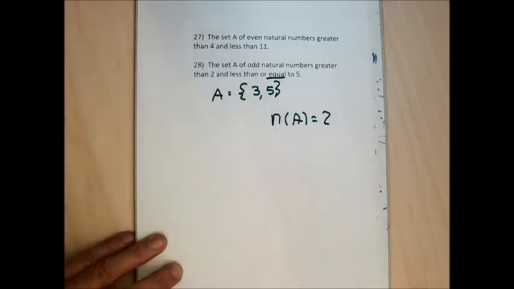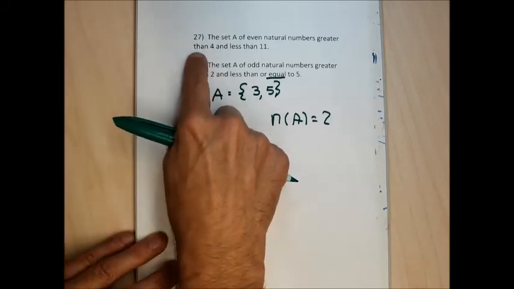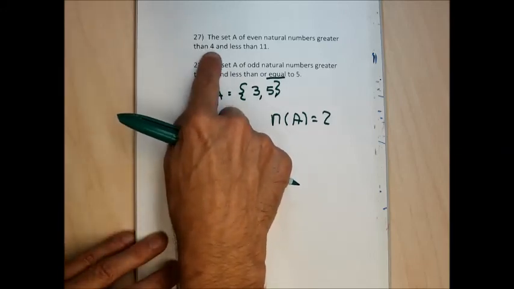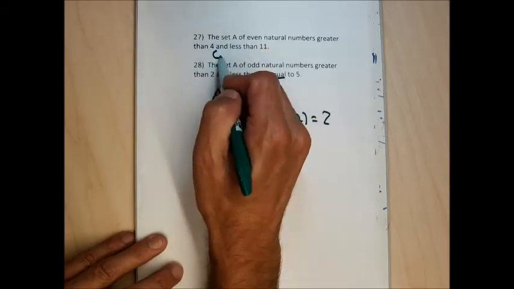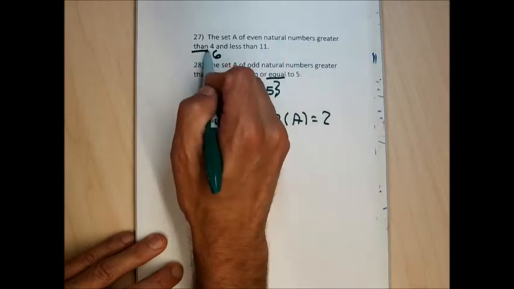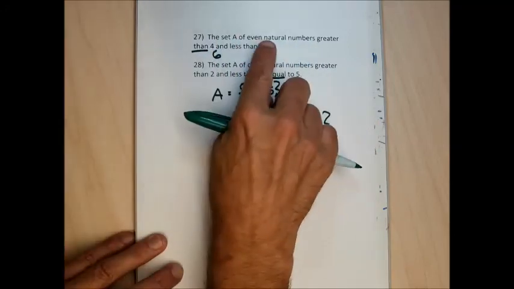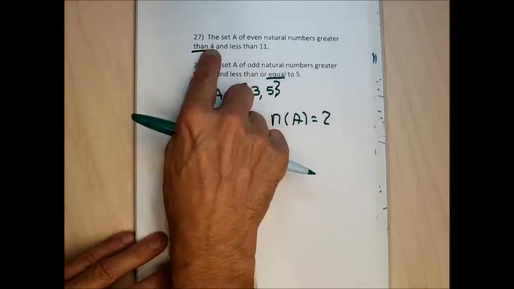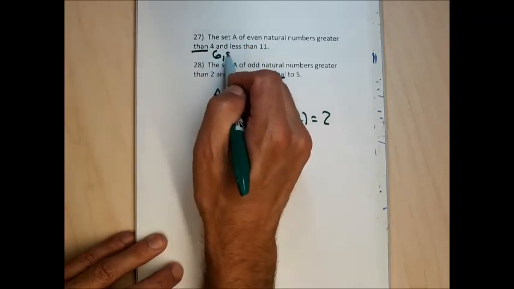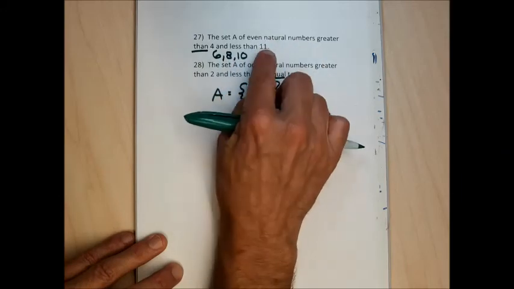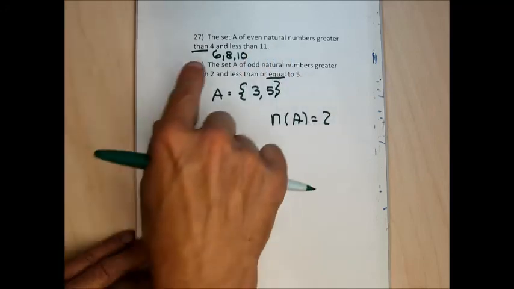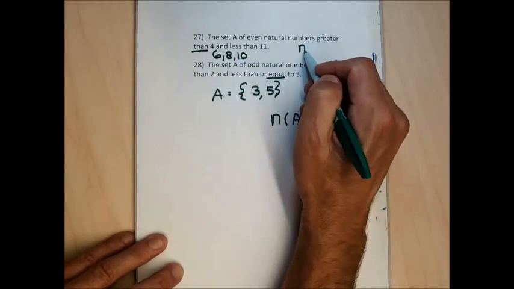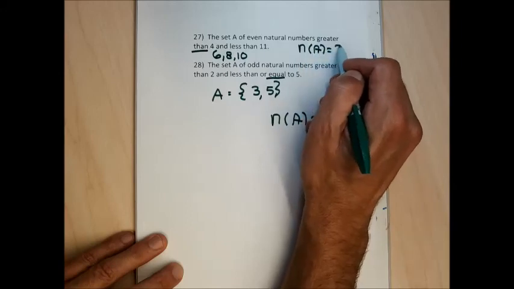For your 27, just in case you're getting stuck on what elements are in A, it's even natural numbers greater than but not equal to, so not including the 4, and less than but not equal to 11. So your set doesn't include the 4, because to include the 4 you would have to say greater than or equal to. So it's only taking even numbers that are bigger than 4, not including 4. It's going to have 6, 8, 10 in it. And then it can't have 11 because it's odd, and it can't have 12 because 12 is bigger than 11. So this is your set A. The answer for 27, the number of elements in set A, is going to be 3.